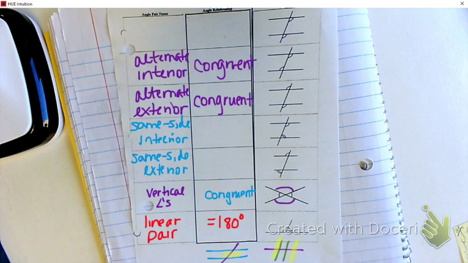All right, I'm calling them same side. I have seen different books that call them consecutive interior. And I don't really know where that name comes from. Consecutive means one right after the other. But if you see those words consecutive instead of same side, that's what that's talking about, okay?